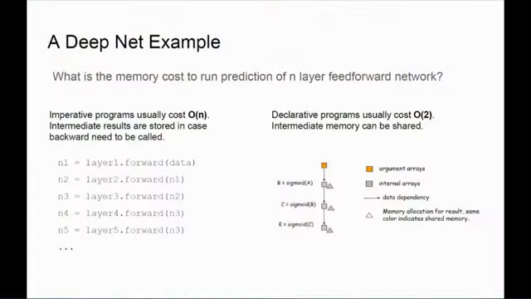A more realistic example in the deep learning world is this case study about the memory cost you need to run an n-layer neural network if you only want to do a prediction in a production environment instead of training. If you do imperative programming, normally what you will do is call these n forward functions here. And because most of the deep learning frameworks are optimized for both forward prediction and backpropagation, normally the statistics are kept track of in those data structures, so they cannot be freed.